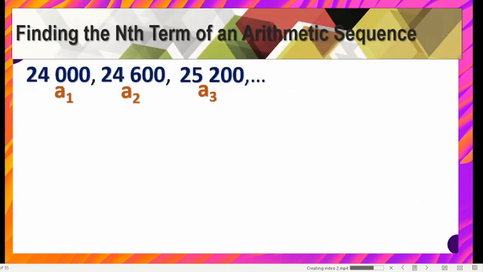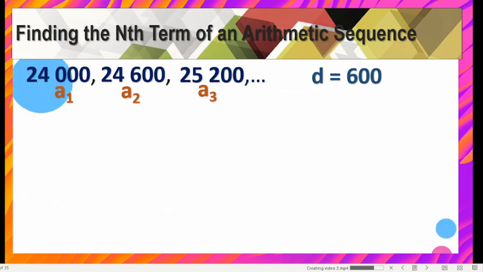Okay, let us consider the third example. The first term is 24,000. The second term is 24,600. And the third term is 25,200, and so on and so forth. What do you think is the common difference? Amazing! Your answer is correct. The common difference is 600. How did you get 600? Yes, 24,600 minus 24,000 is equal to 600.